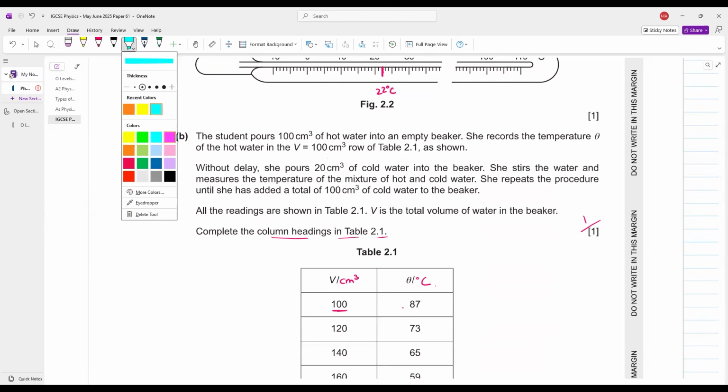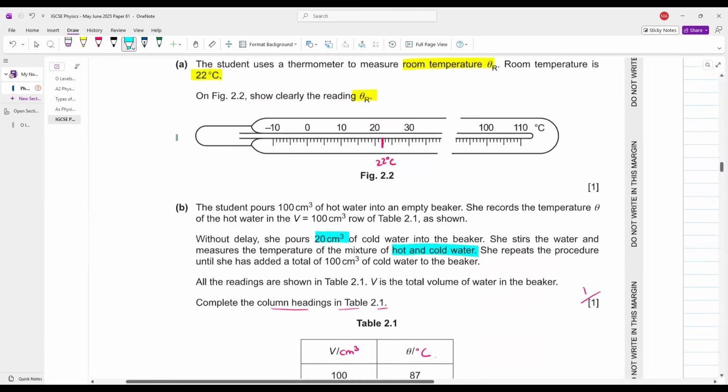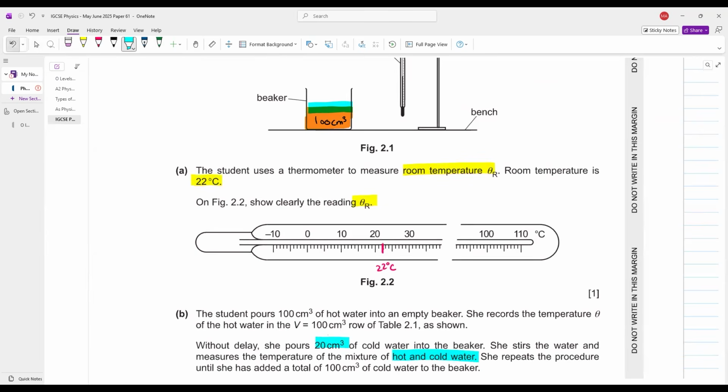Without delay, she pours 20 cm cube of cold water into the beaker. She stirs the water and measures the temperature of the hot and the cold water. Okay, and then what are you doing? You are pouring 20 cm cube of cold water in it.